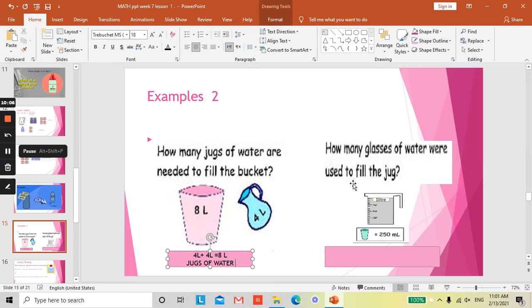Let's look at the next example here. How many glasses of water were used to fill the jug? Here we have a 250 milliliter glass. It's the same as a quarter liter, not milliliters, a quarter liter. So we are going to say 1 liter is equal to 1,000 milliliters.